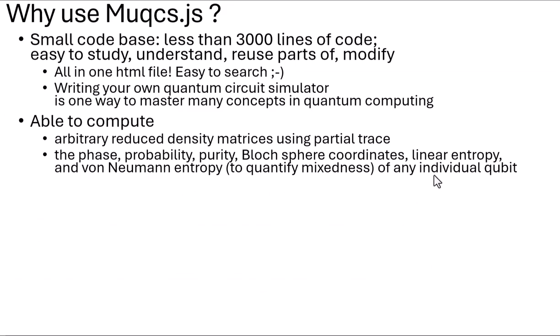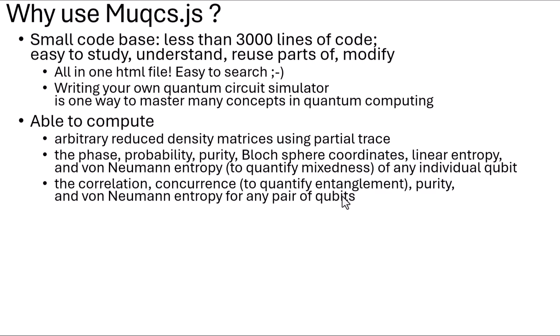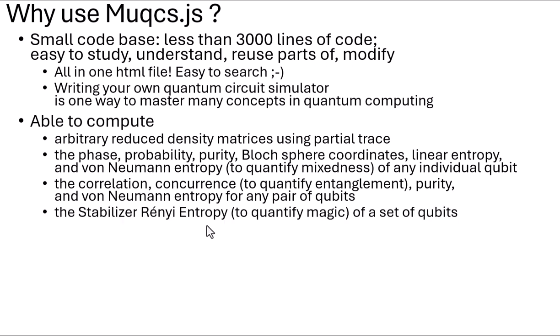In addition, Muqcs can compute the entropy associated with a single qubit. It can also compute quantities associated with pairs of qubits. So, for example, the correlation or the concurrence of 2 qubits. There's also a subroutine within Muqcs to compute the magic of a subset of qubits as quantified by the stabilizer Renyi entropy.